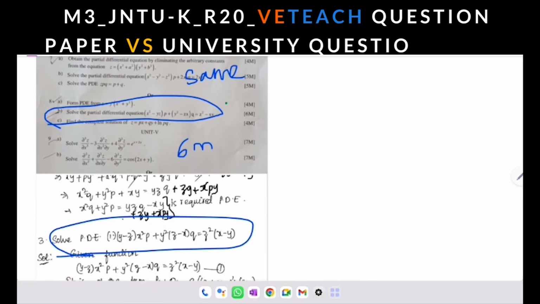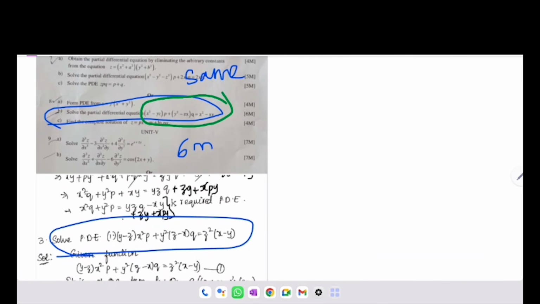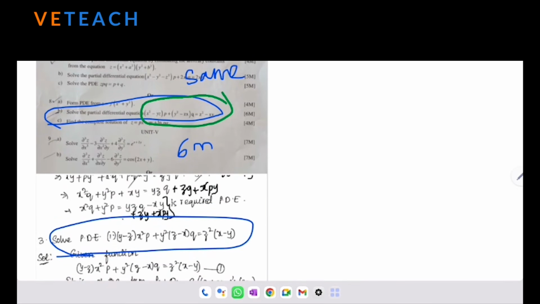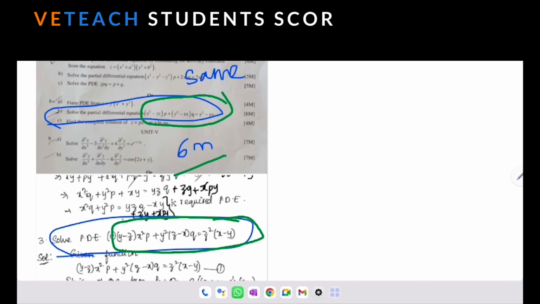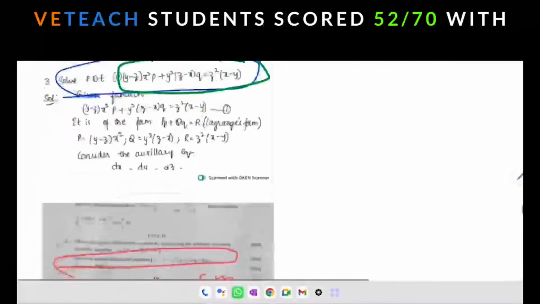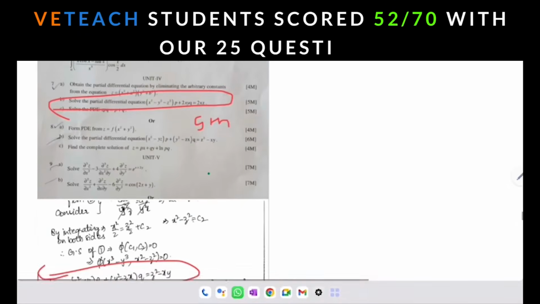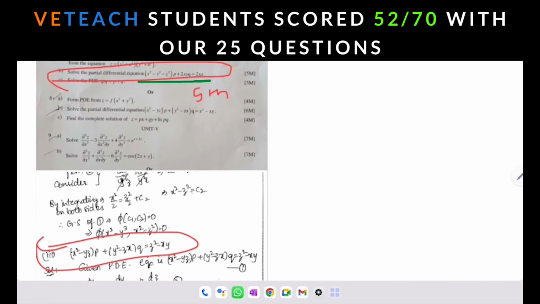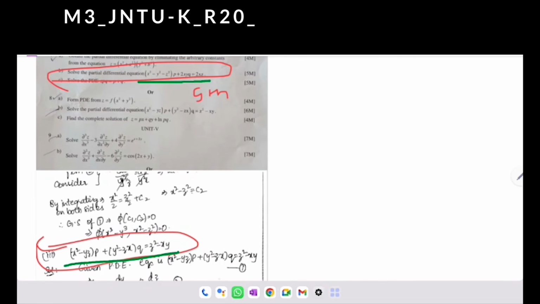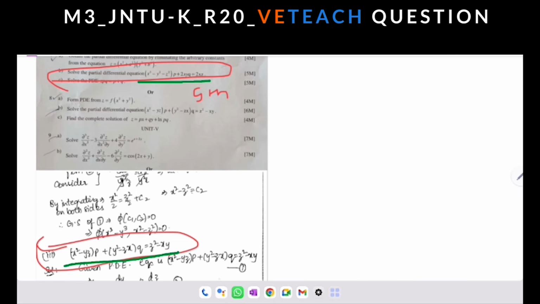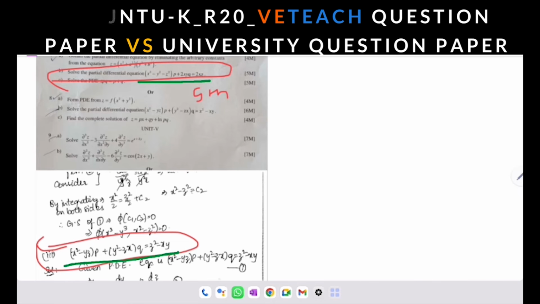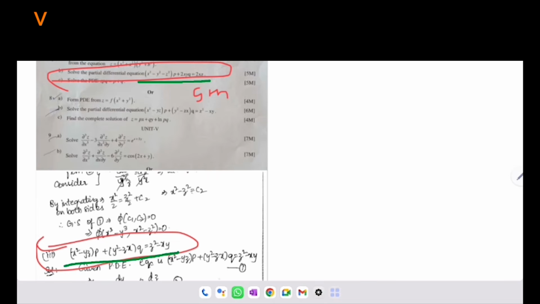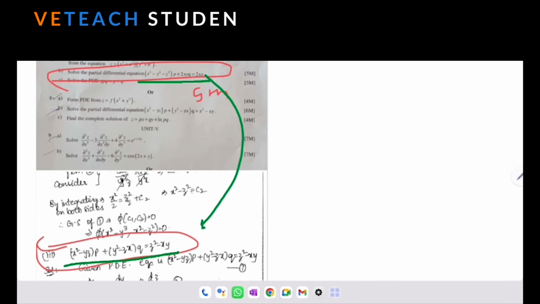Next one, to solve the partial differential equation with the same numericals, exactly the question is repeated, that is 6 marks same. Next one, solve the partial differential equation. This is also the same thing. So exactly the same model is repeated. This is Lagrange's model. We will be discussing it in the material. So exactly the same model is repeated.